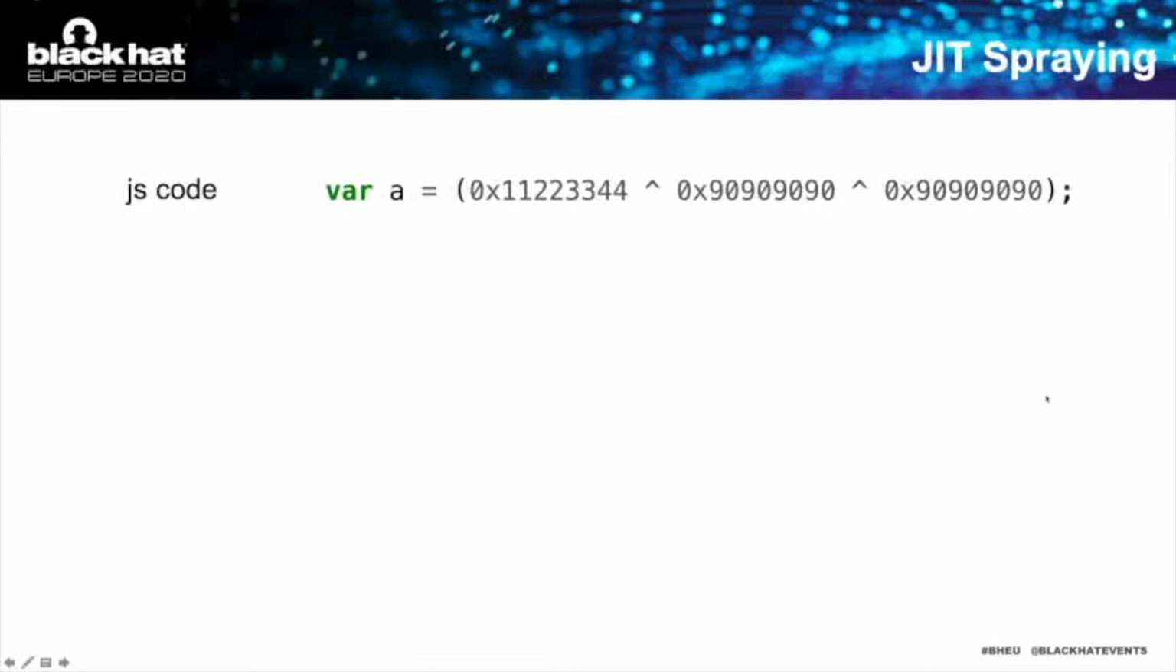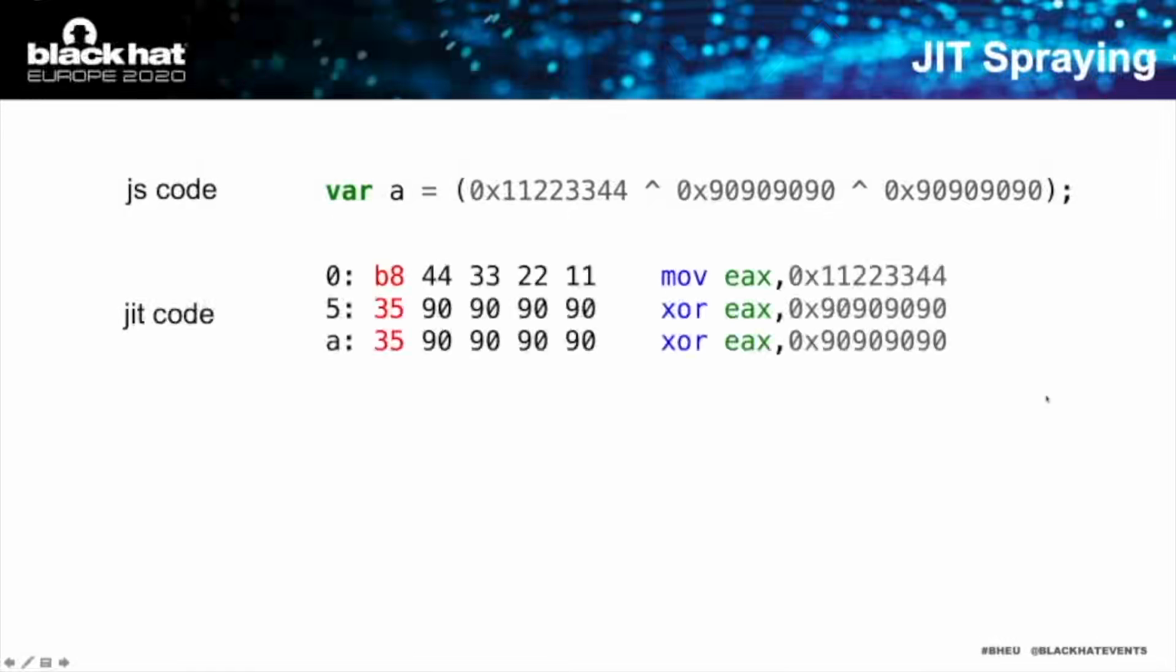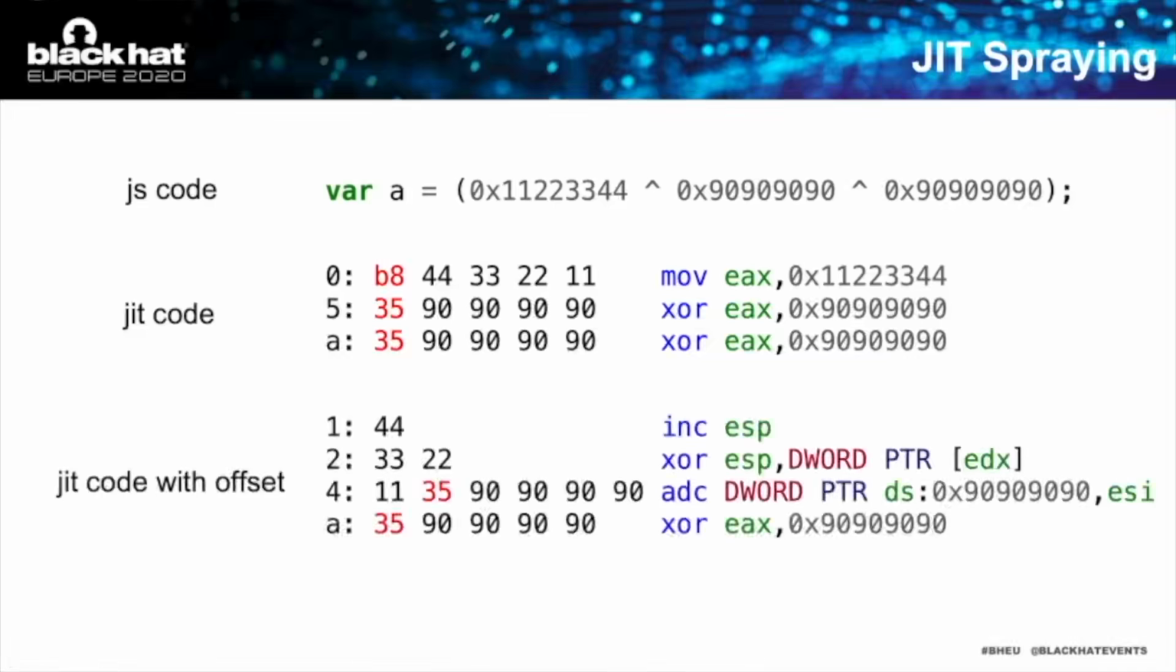For example, we write such a piece of JS code. When it is compiled into assembly code by JIT, it will look like this. If we jump to the JIT code with an offset, the code will become weird. Some of the data will be executed as code. This means that we can control the executed code by changing the data.